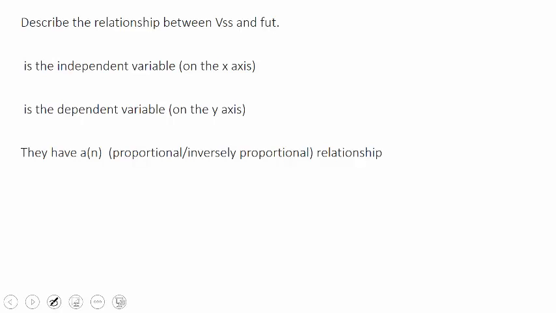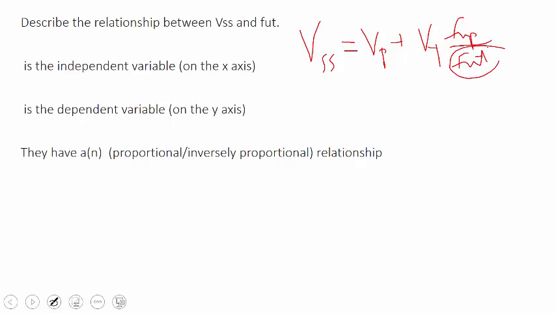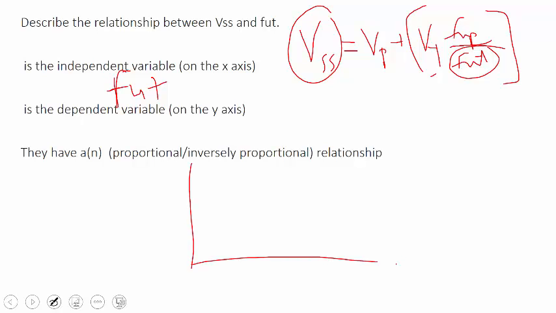Okay, what's the relationship between VSS and fraction unbound in tissue? VSS is equal to VP plus VT, fraction unbound in plasma over fraction unbound in tissue. So these two components here. Well, which one's the dependent? Does the volume distribution determine binding? No. Binding determines the volume, right? So the independent variable is going to be your fraction unbound in tissue, isn't it? So if we're going to draw the relationship, the fraction unbound in tissue goes on the x-axis where the independent variable goes.